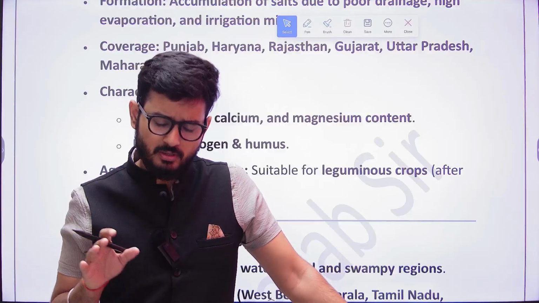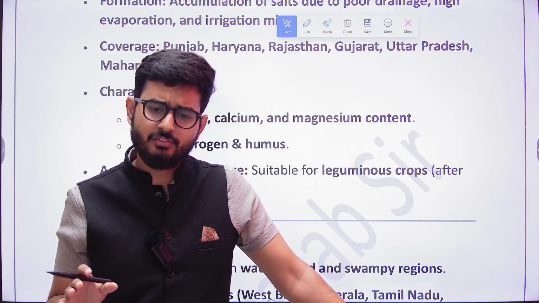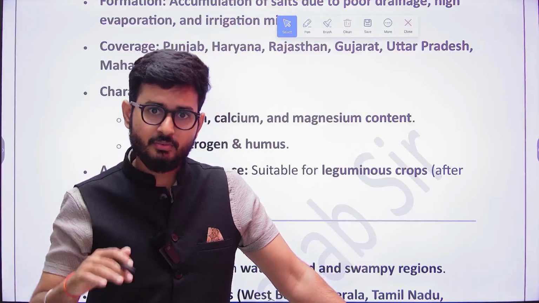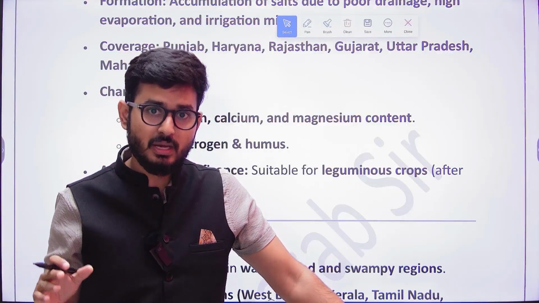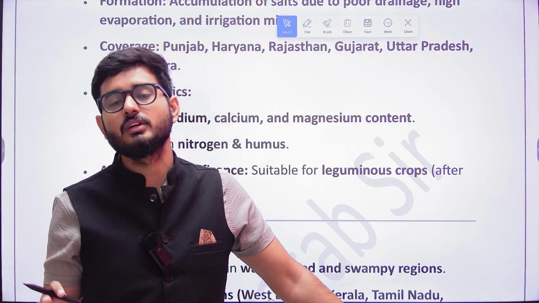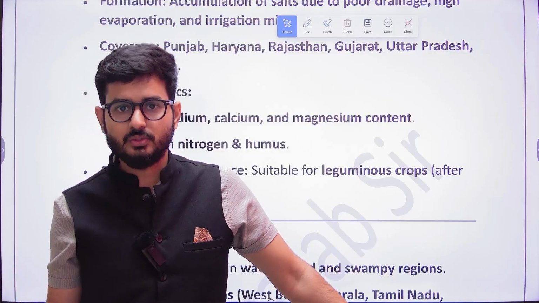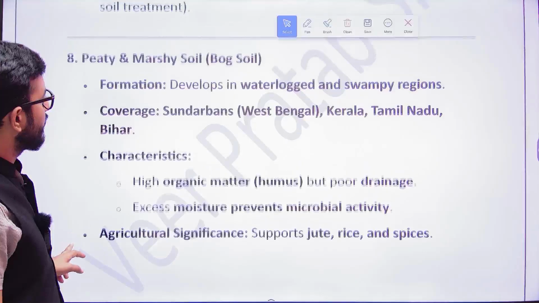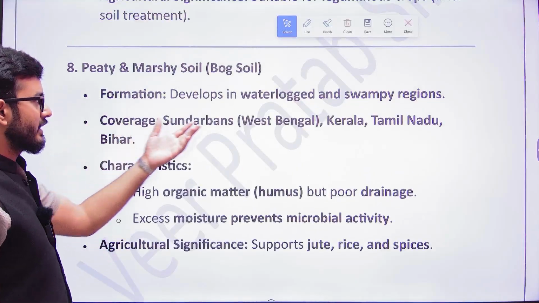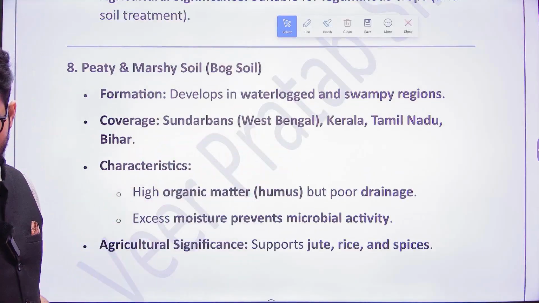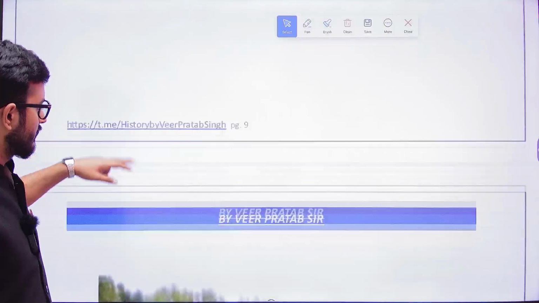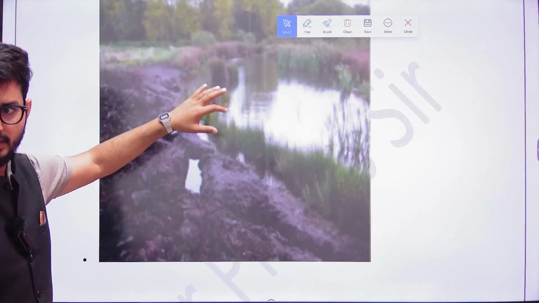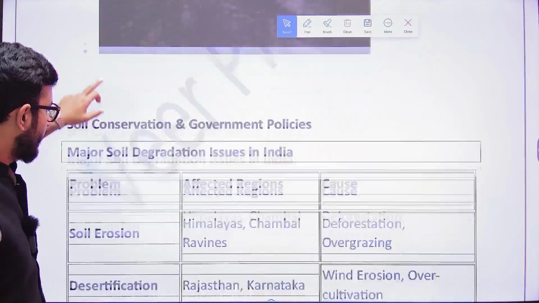You might have seen that farmers grow rice and wheat. After that, they grow pulses. Why? Because pulses also give nutrition to the soils. So that is another aspect. Then there are the peaty and the marshy soils. These are in waterlogged areas. So this is how the peaty and marshy soils occur. Here there is the waterlogged area.